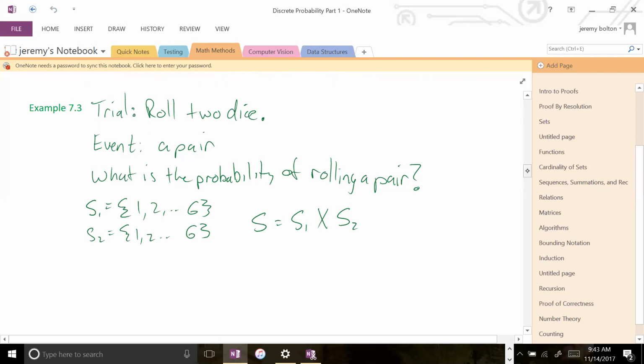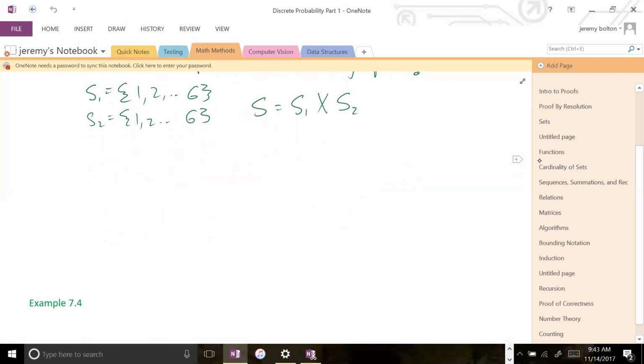Right. So how many of those are we going to get? Well, given our previous discussion of the Cartesian product of two sets, we know that the cardinality of the Cartesian product of two sets is simply equal to the product of the individual cardinalities of the sets. And so if the cardinality of S1 is 6 and the cardinality of S2 is 6, then the cardinality of the Cartesian product is going to be 6 times 6, or 36.